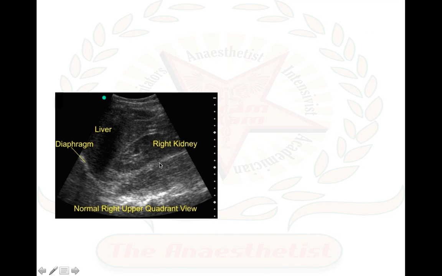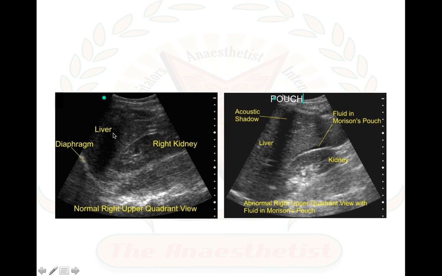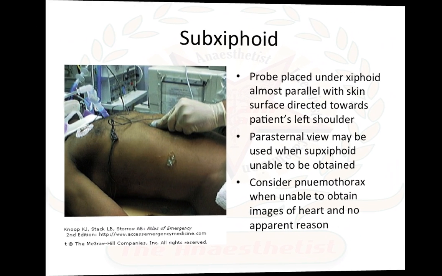Here you can see this is the right kidney and this is the liver. This is the diaphragm. This is a normal view. But if you find some fluid in the Morrison pouch, that is the area between liver and right kidney, then it is a positive FAST. If it is present, then there is at least 500 ml of blood in the abdominal cavity. We have to search for the source of the blood. It can be confirmed with a CT scan, but if the patient is unstable, then we should not go for a CT scan.